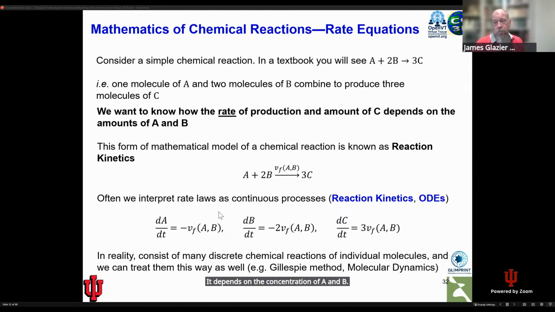We will often interpret rate laws as continuous processes, as ordinary differential equations, in which case this would become dA/dt is minus VF, dB/dt is minus 2VF, and dC/dt is 3VF. In fact, chemical reactions are discrete, happen one at a time, and so people might use something like the Gillespie method or molecular dynamics. At the very end of this lecture, I'll show you Gillespie approaches, which are possible in CompuCell.